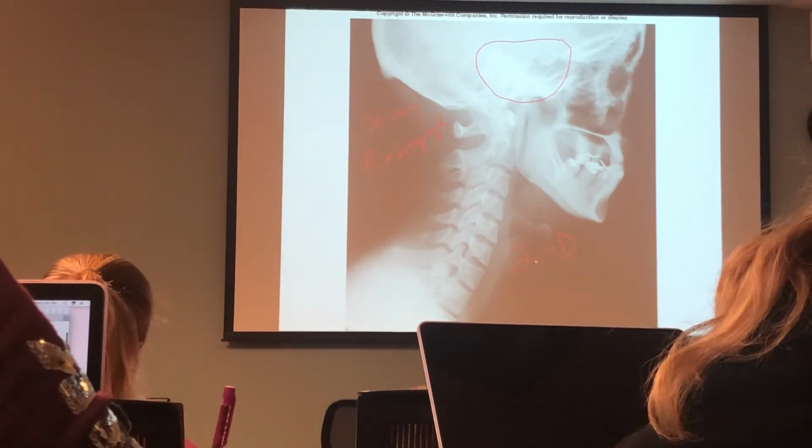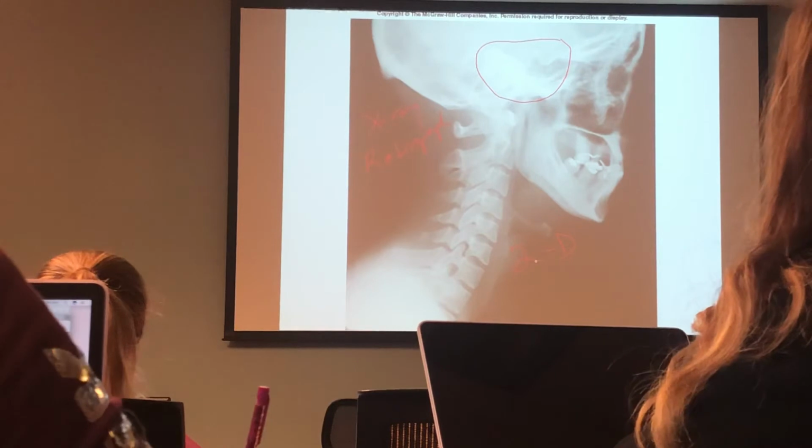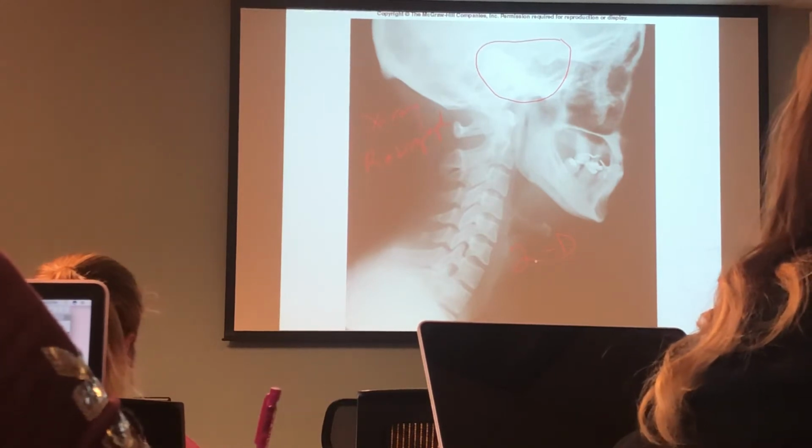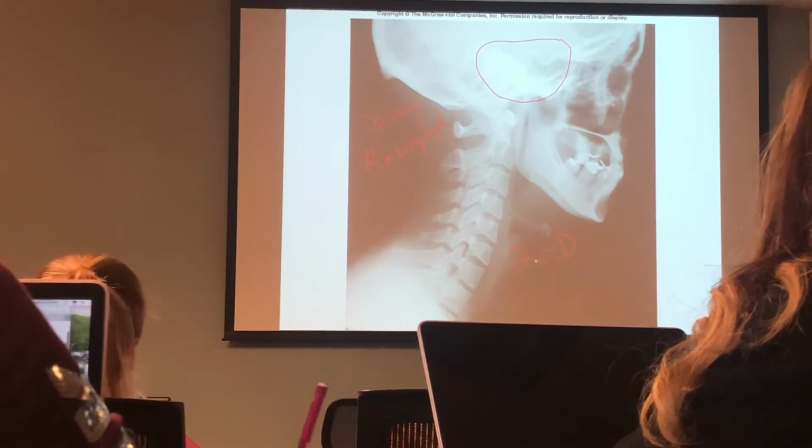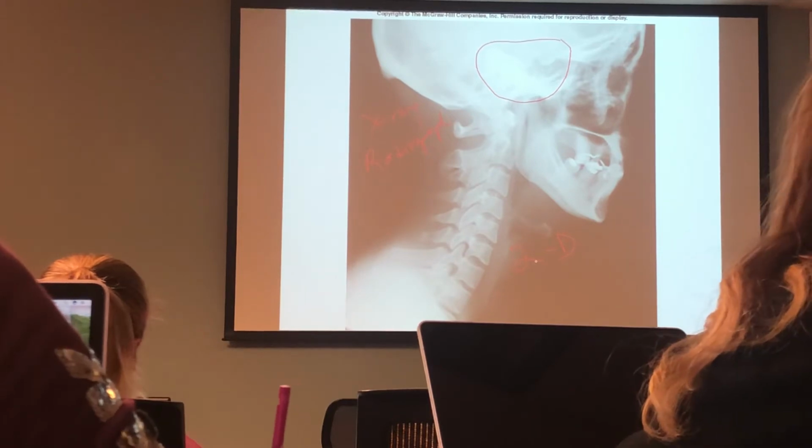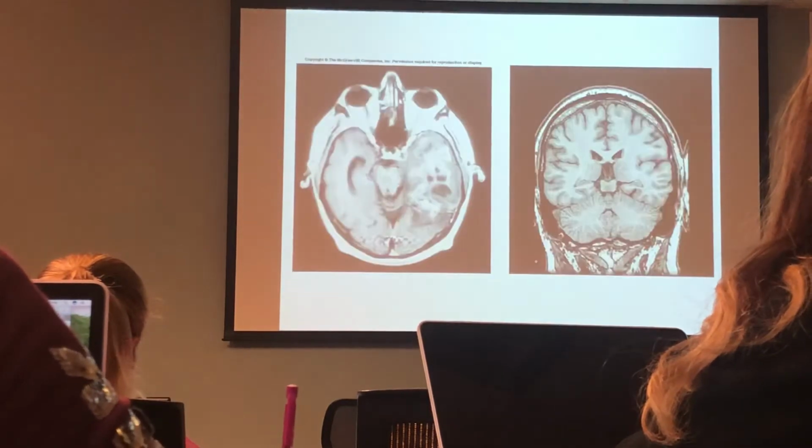But it is a vital tool when it comes to diagnosis, though it also has a setback because it's only two-dimensional.